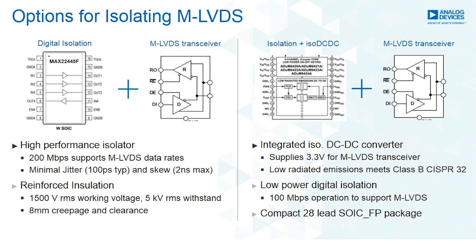The coupling of these two devices allows the integrated DC-DC converter to actually supply the 3.3 volts for both the isolation and the 3.3 volt supply that's required for the M-LVDS transceiver. And it does this while meeting the low radiated emissions requirements of an electromagnetic compatibility standard like CISPR 32. The digital isolation core in this product is also relatively low power and supports up to 100 megabits operation to support the majority of data rates that would be used in M-LVDS.